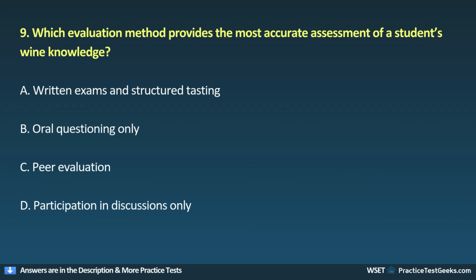9. Which evaluation method provides the most accurate assessment of a student's wine knowledge? A. Written exams and structured tasting. B. Oral questioning only. C. Peer evaluation. D. Participation in discussions only.